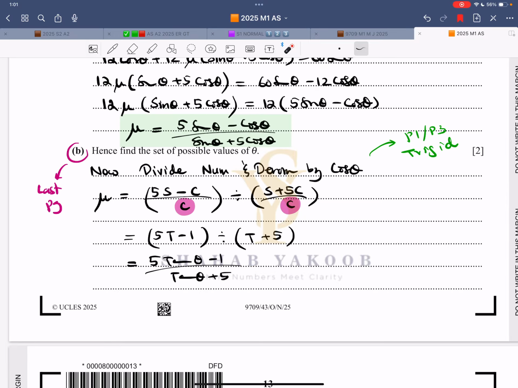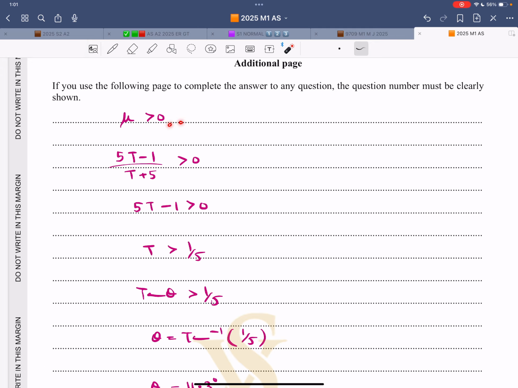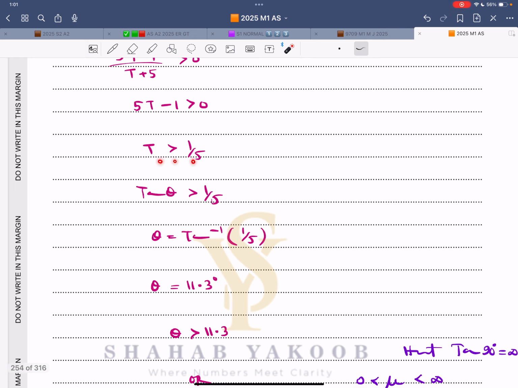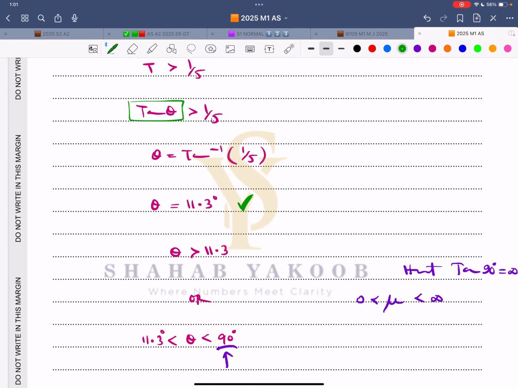It's not done yet. That is mu. So now we know that mu is always a positive value. There is no limitation of mu except it's positive. 5t minus 1 over t plus 5 is greater than 0. 5t minus 1 is greater than 0. T is greater than 0. What is t? T is tangent of theta. So now remember, tangent of theta is greater than 1 over 5. Theta is tan inverse 1 over 5, which is 11.3 degrees.